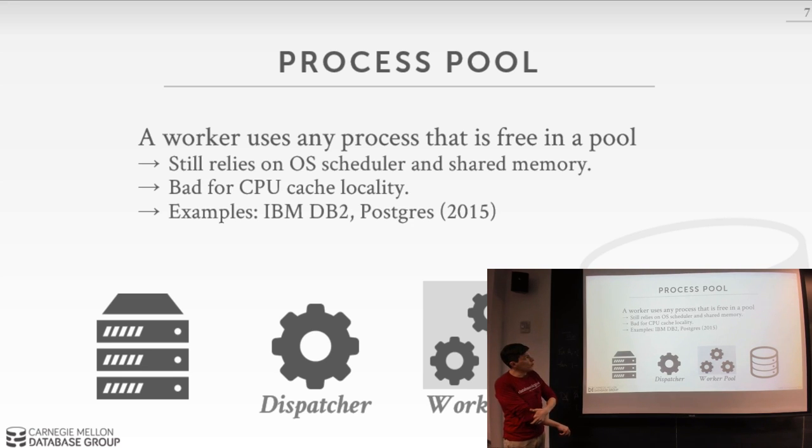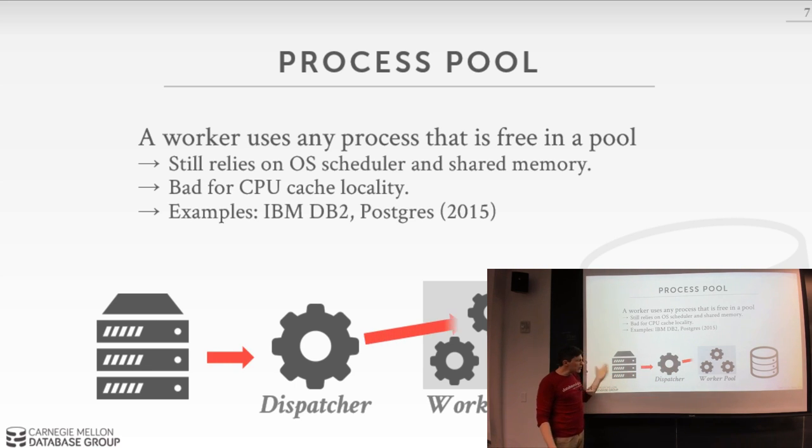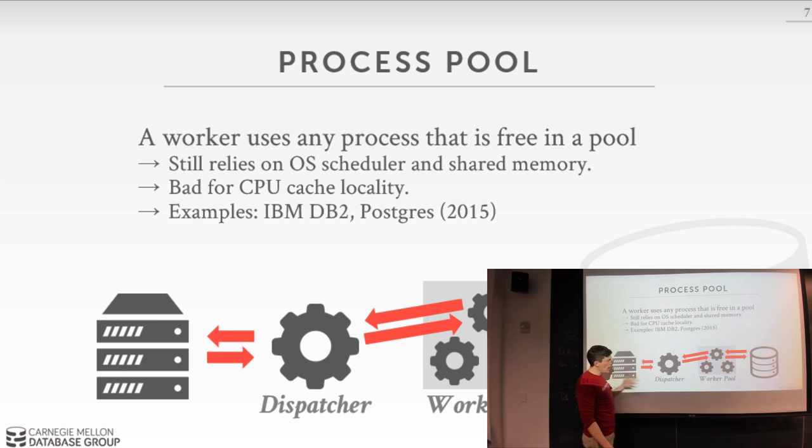Another approach is to use the process pool. This is like the previous example I just showed, except that instead of having a dedicated worker handle your connection, and the application only interacting with that worker, the application can send a request to the dispatcher, and the dispatcher can then hand it off to any process in the worker pool, and the worker can then execute things and send things back through the dispatcher.